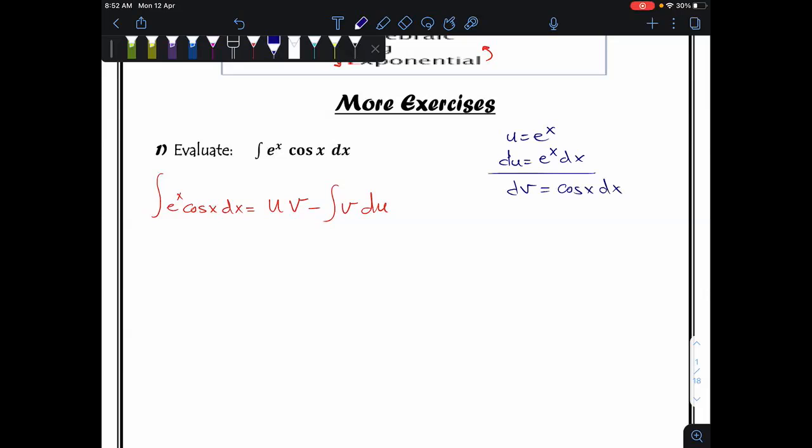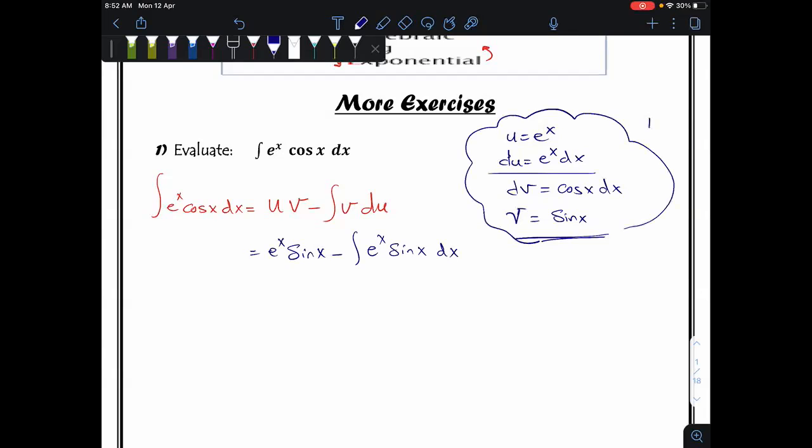Take the integral for both sides. So you have v is equal to the integral of cosine, which is sine x. Okay, substitute here the u. The u is e to the power of x times v, which is sine x, and then minus the integral of v, which is sine x, times e to the power of x dx. Okay, this is the first time to do by parts.